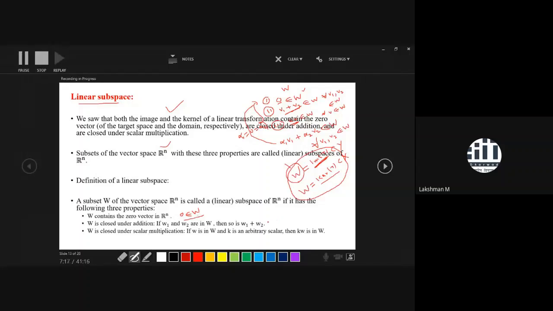Second property, it must be closed with respect to addition. This is the first property, and this is the second property. And third, it must be closed with respect to scalar multiplication. Then we will call W a subspace or linear subspace of Rn. So that is the definition of subspace.